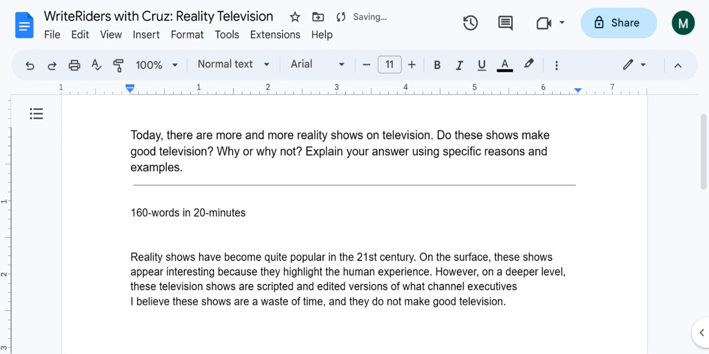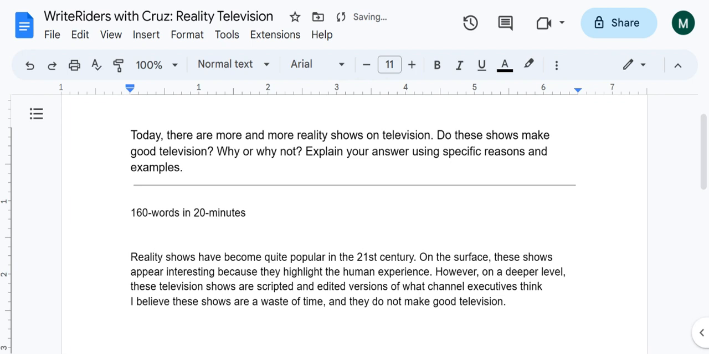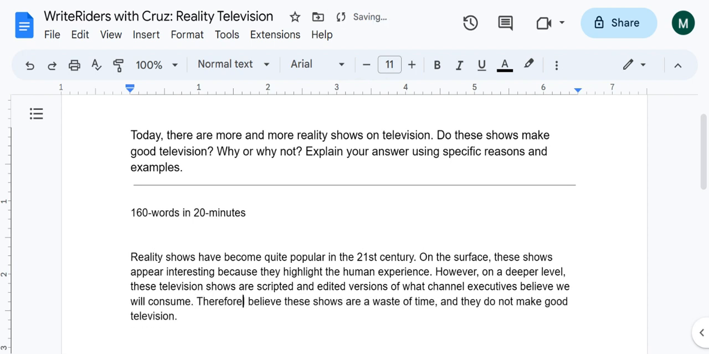However, on a deeper level, these television shows are scripted and edited versions of what channel executives think life should be like, or are scripted and edited versions of what channel executives believe we will consume. Therefore, I believe these shows are a waste of time and they do not make good television.